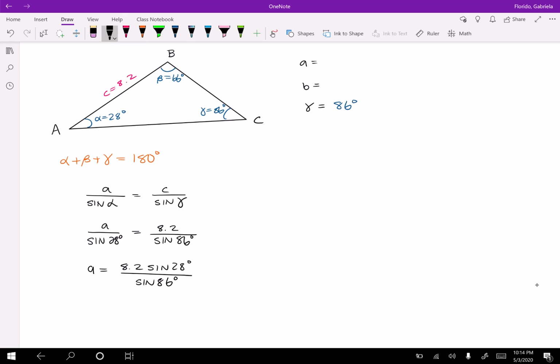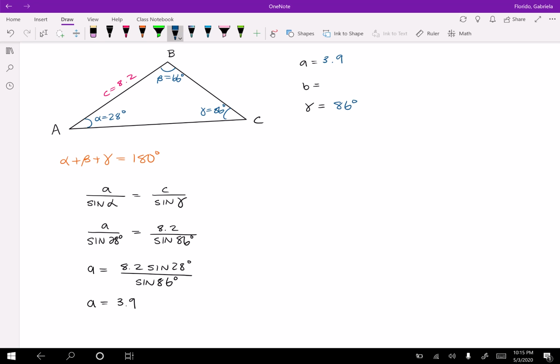If we plug this into our little calculator, we get that a is equal to 3.86 if we round to 2 decimal points. And it looks like since c was rounded to 1 decimal point, maybe we should round to 1 decimal point. So that should be 3.9. So my little a here is 3.9.